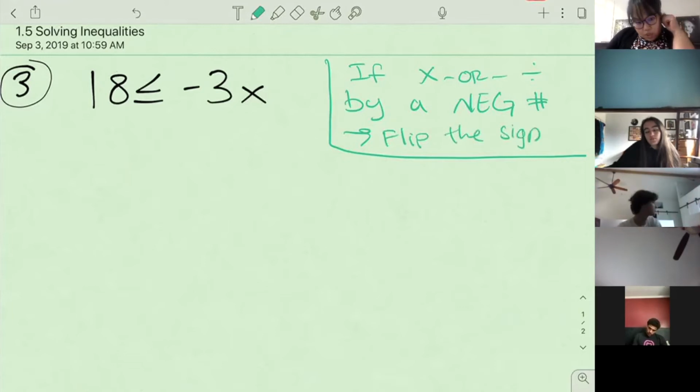So in this case, what would our first step be? Anybody? Arterio, what's our first step here?